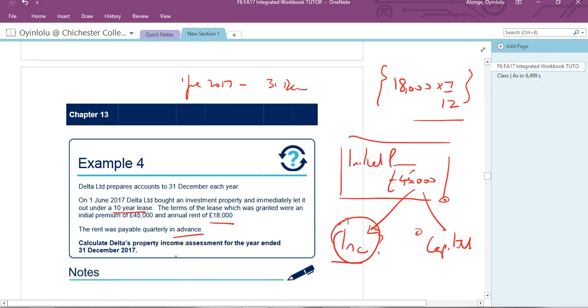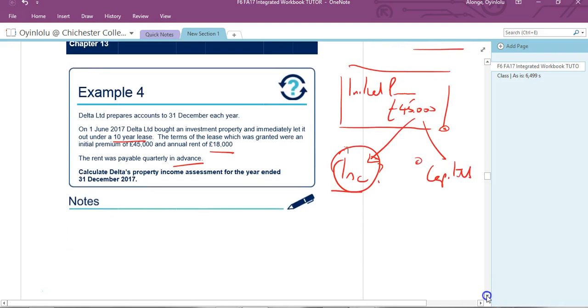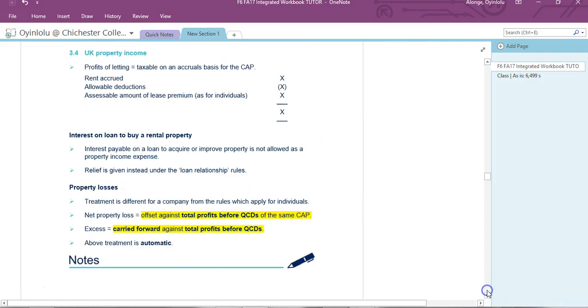So I'll end that video there. That's example 4. Like I said, the theory is below. See if you want to do that, that's great. But otherwise, that's the end of that. We'll end that video.